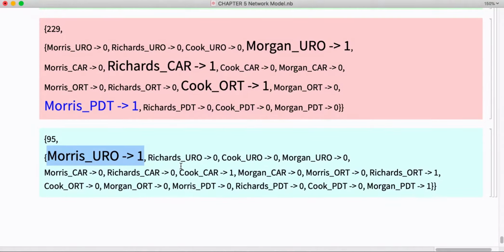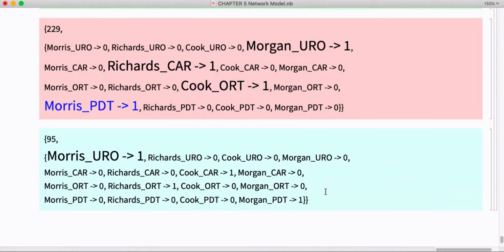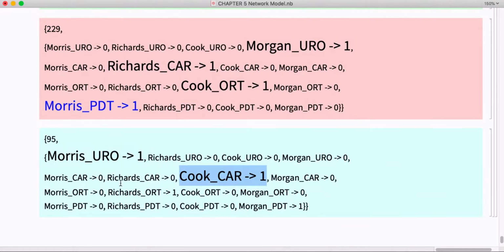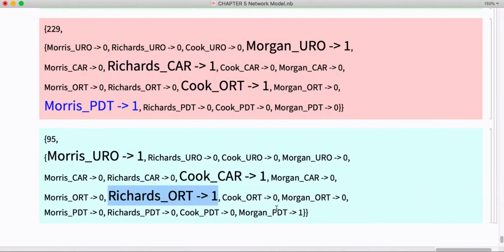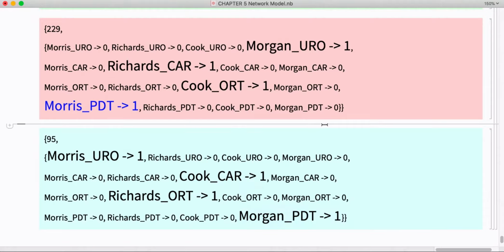But if Morris goes to urology, we have a domino effect. And what is happening? Cook goes to cardiology. Richards goes to orthopedics. And Morgan goes to pediatrics. Things are reshaped.